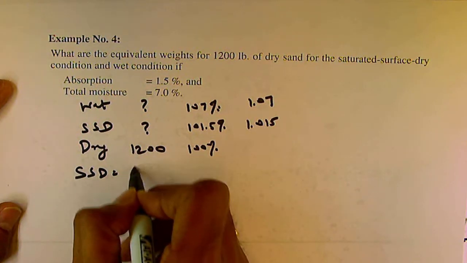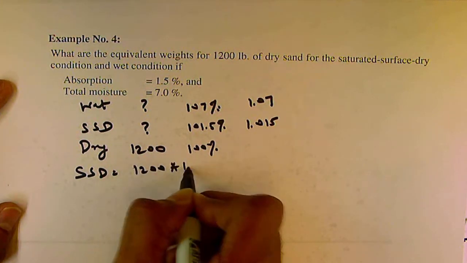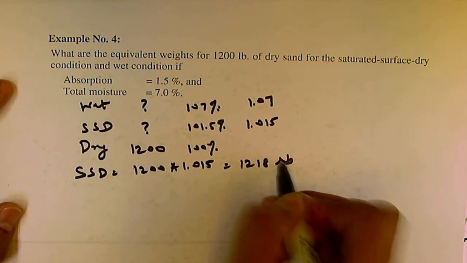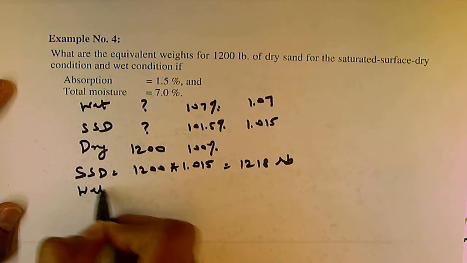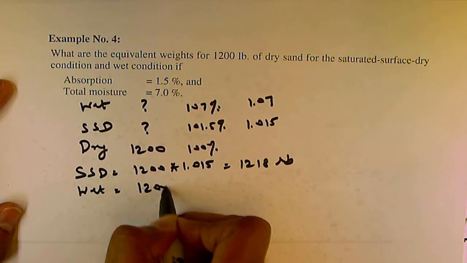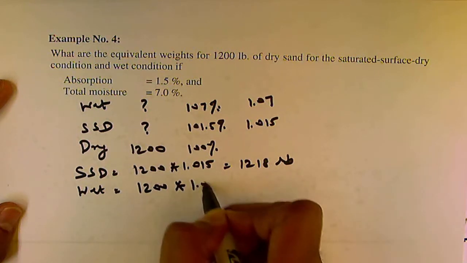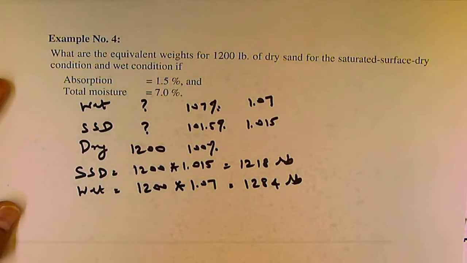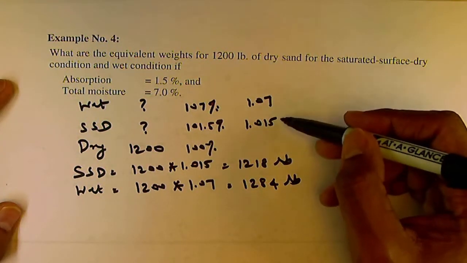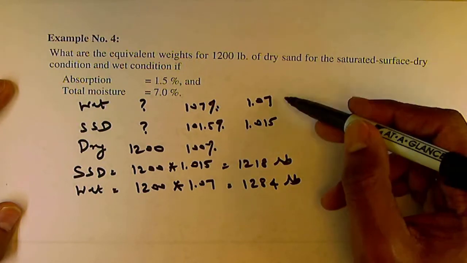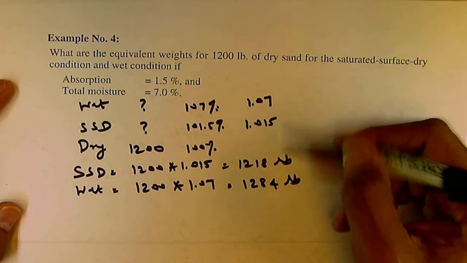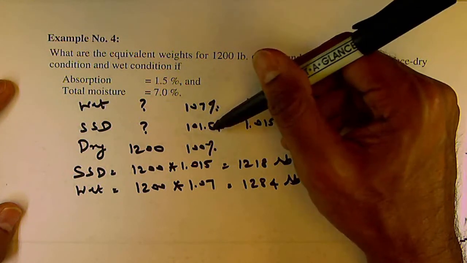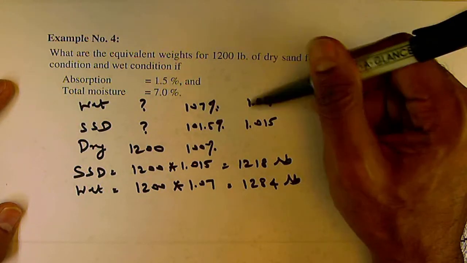So if you implement that concept here, the SSD weight will be the dry weight, which is 1200, times 1.015, which will be 1218 pounds. The wet weight will be the dry weight, 1200, times 1.07, which will be 1284 pounds. Now, when you're going from dry to SSD and from dry to wet, you always multiply by that conversion factor. But when you're coming from wet down to SSD or to dry, you divide by the conversion factor.